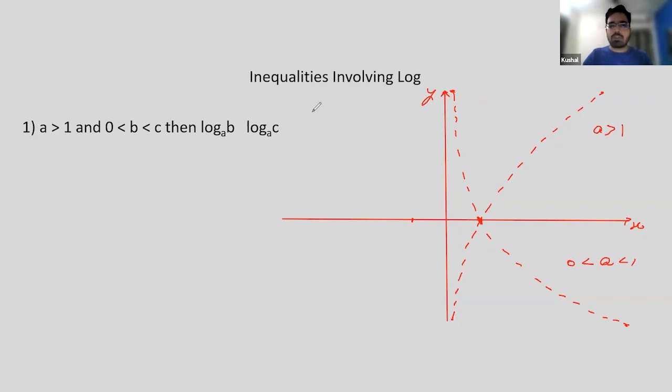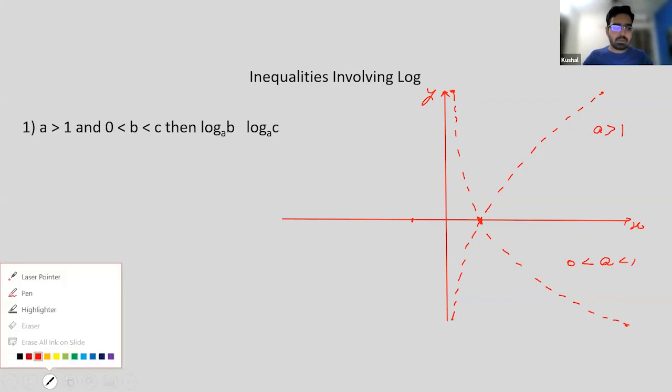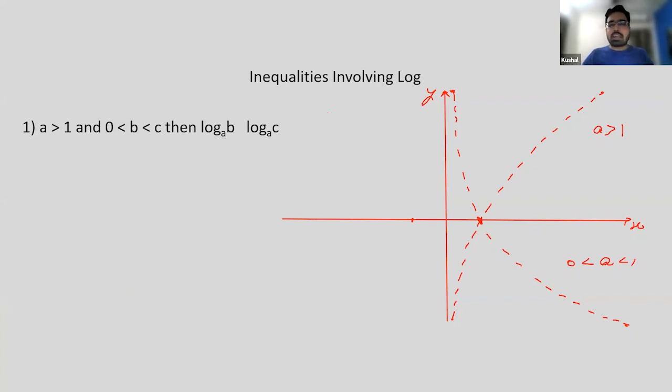So what was the log function that we were looking at? We were looking at a log function, which was log base a of x equals y. And this was the graph of that function, right? Now, what is the question saying? Let's treat this as a question. We need to fill this blank as to what will be the comparison between log base a of b and log base a of c. Which one is greater? Which one is lower? Or are both of them equal?